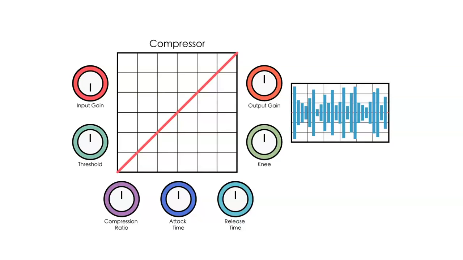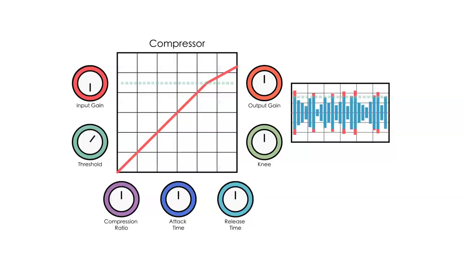After the gain stage is the threshold. The threshold tells the compressor at what decibel level to start compressing. Anything lower than the set threshold remains unaffected, while anything above is compressed. Next, we can fine-tune this threshold with the knee. The softer the knee, the more gradual the transition from compressed to uncompressed. The harder the knee, the harsher the transition.